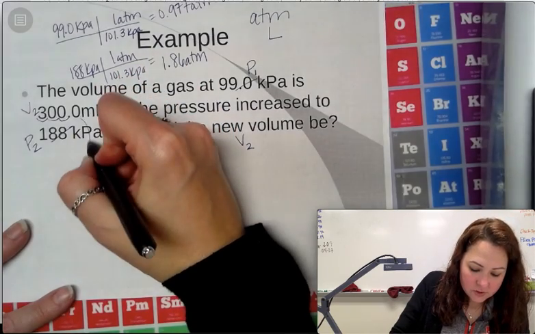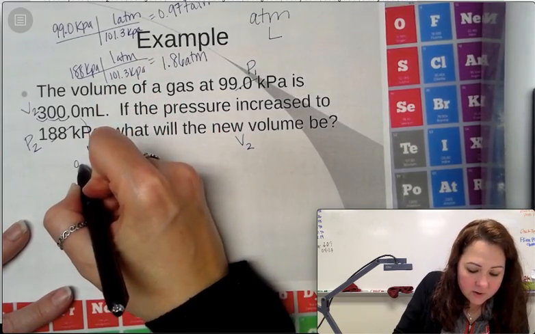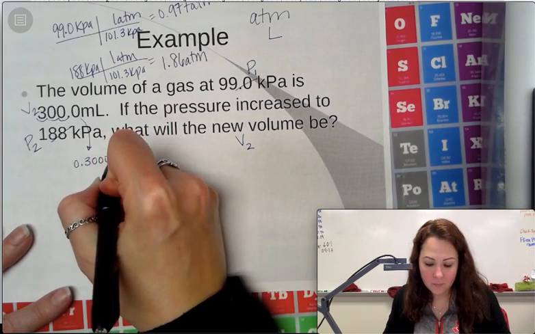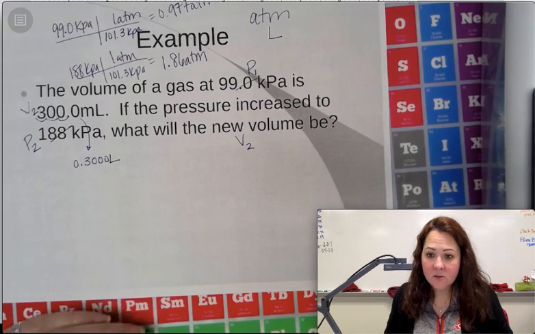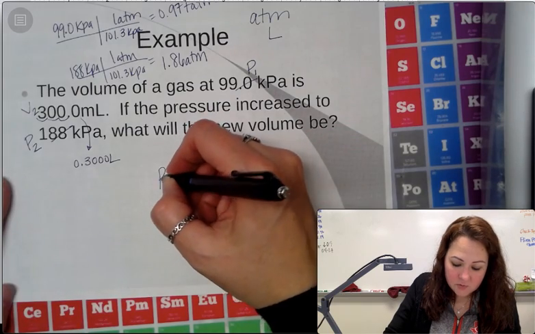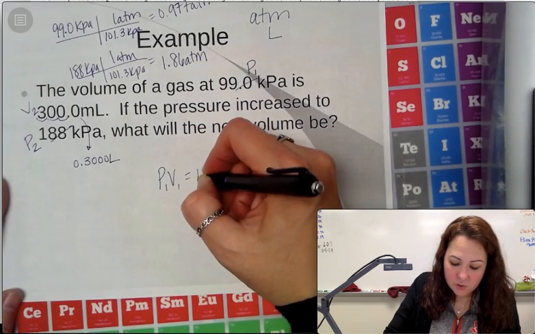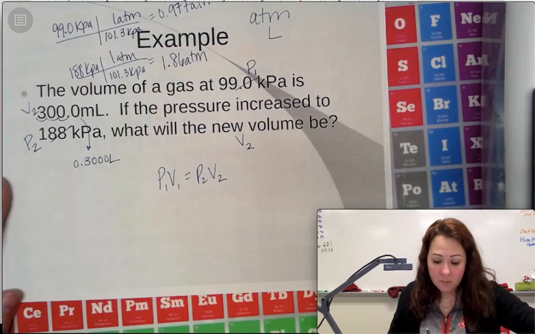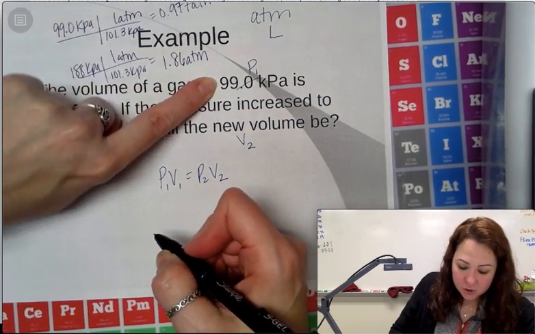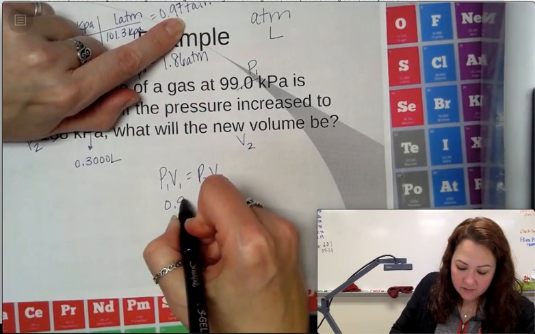I'm going to write this down here just so it's a little more clear. So I have 0.3000 liters. Once everything has the correct unit, then I plug it into the equation. My equation is P1 times V1 is equal to P2 times V2. So P1, my initial pressure, is this 99 kPa, which I changed to 0.977 ATM.